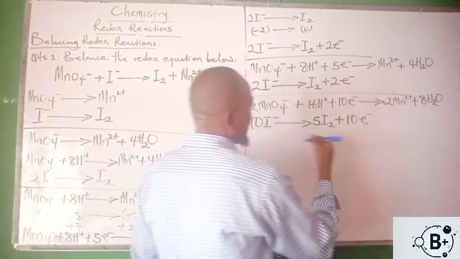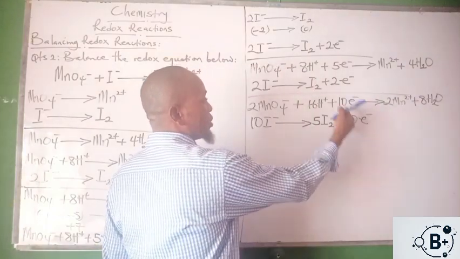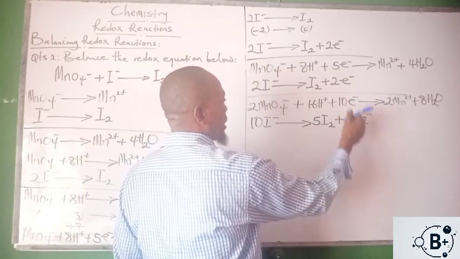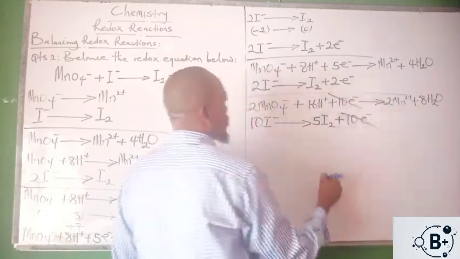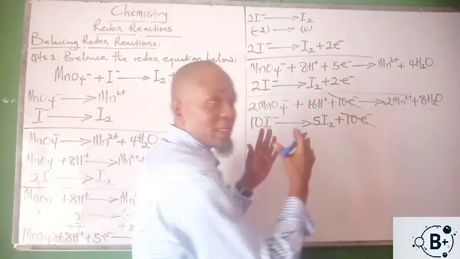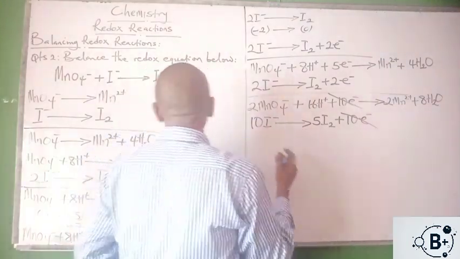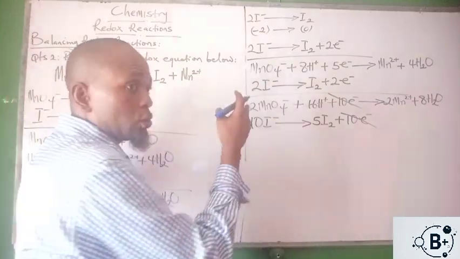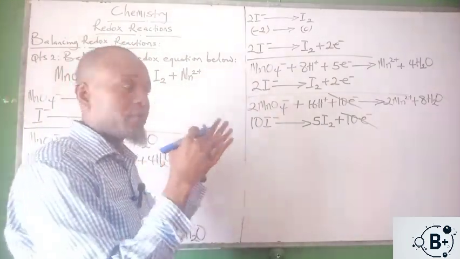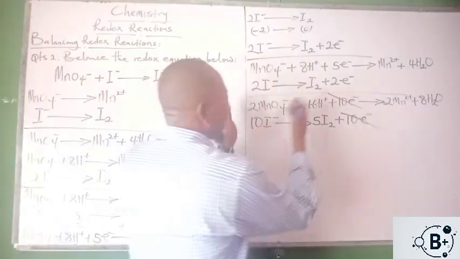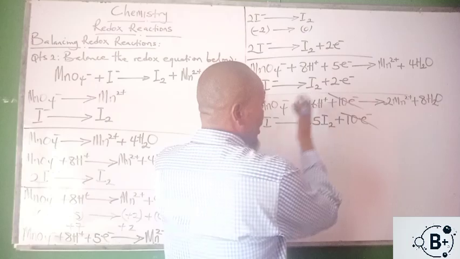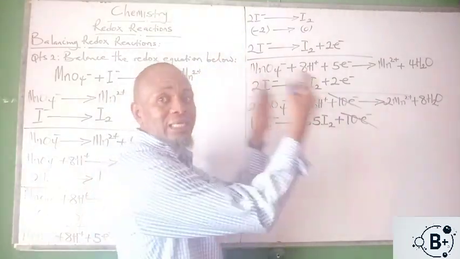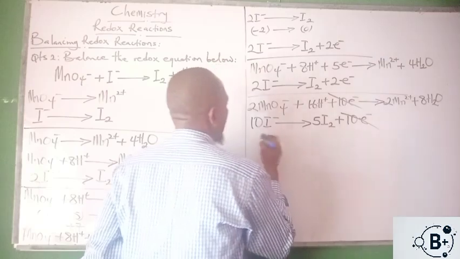So once we have done that, you see that the electrons are now the same. So we have 10E here and 10E here. The elimination method will cancel them out. So after canceling them out, now condense everything together. We know we split the equation into the reduction half and the oxidation half before. So we are now bringing them together. Everything on the left stays on the left, and everything on the right stays on the right. So let's do that now.